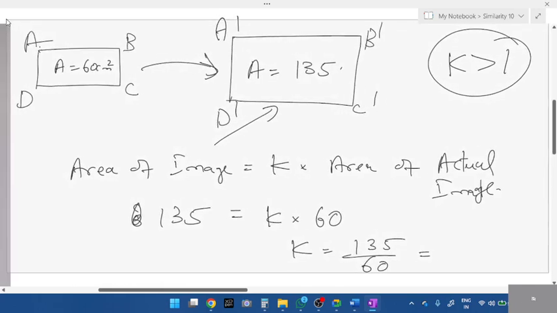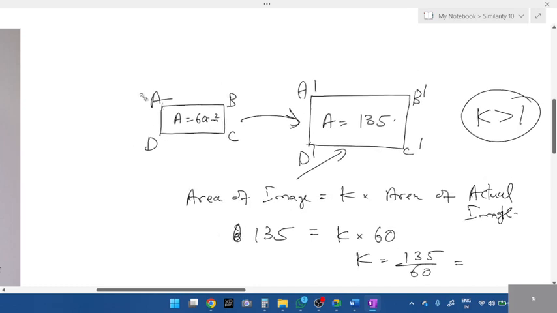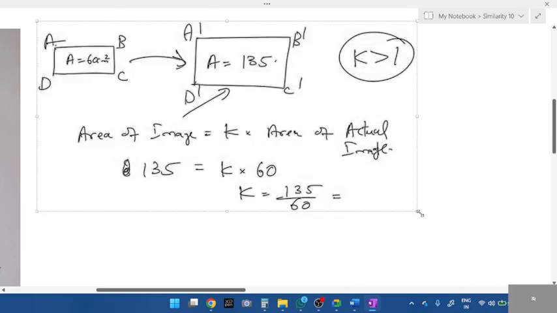Draw the diagram for understanding. Even this is an MCQ, students. It's an MCQ question.